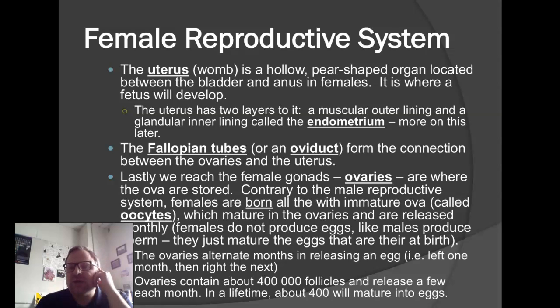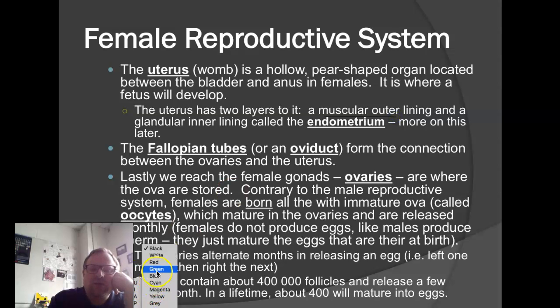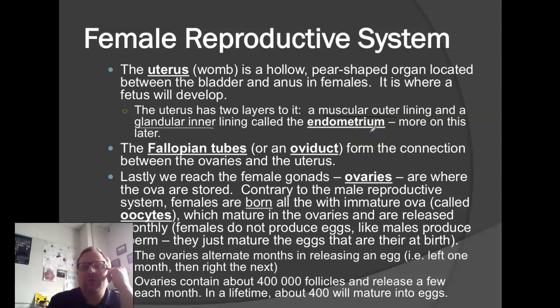The uterus has two layers. It has a muscular outer lining and a glandular inner lining we call the endometrium. Why I'm taking the time to point this out is that this muscular outer lining is very important, because it's involved in the actual act of childbirth, ensuring that a baby can be pushed out. And then the glandular inner lining, I think you guys should recognize the root of that is glands. And so the endometrium is the glandular inner lining. And we're going to talk a lot about the endometrium because it does release hormones and it plays a major role in pregnancy. So do pay attention and watch out for that.